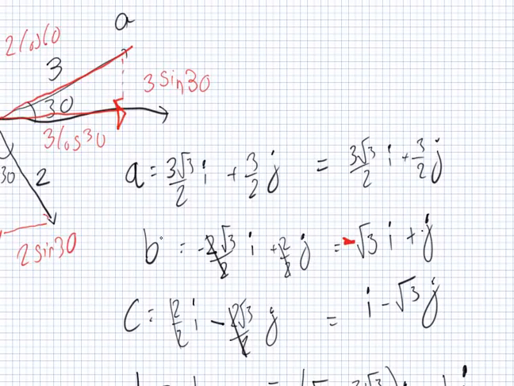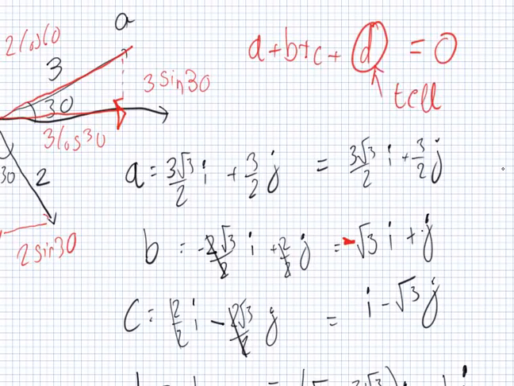I want you to find D so that when you add it to A, B, C, the total is 0. So I want you to tell me what this must be.